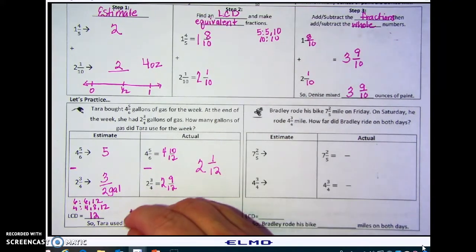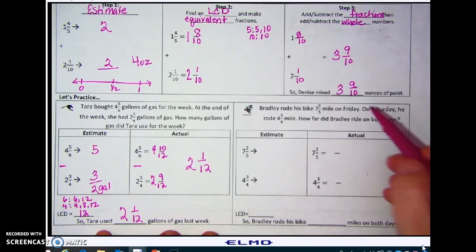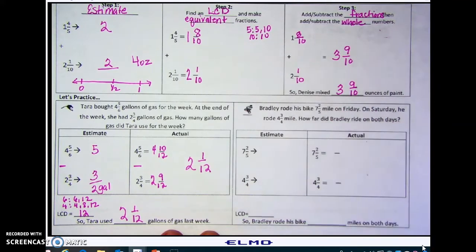So Tara used 2 1/12 gallons of gas last week. All right, Bradley rode his bike 7 2/5 miles on Friday. On Saturday, he rode 4 3/4 miles. How far did Bradley ride on both days?